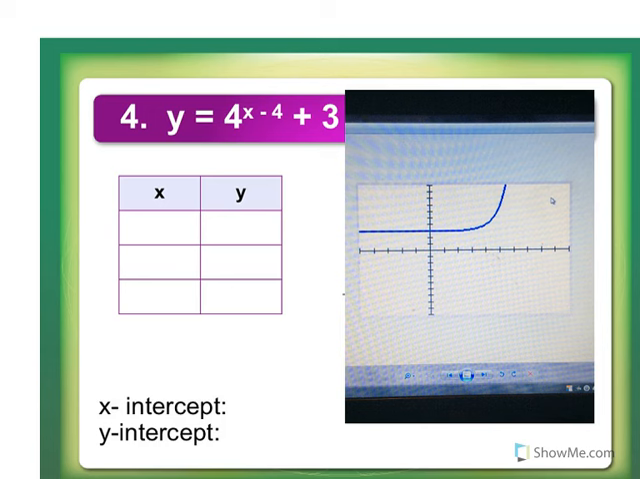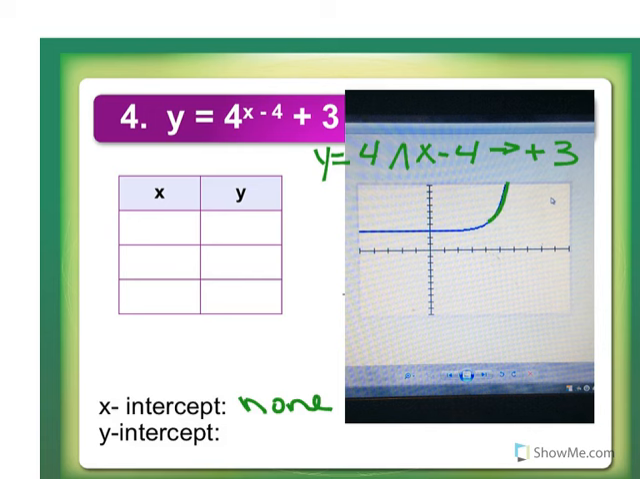When you go to type in this final example, you're going to go to the y equals again. You're going to type in 4, the upward caret to tell it the exponent is x minus 4, but then make sure you use the arrow to the right and then type in your plus 3. So once you take a moment and in your calculator you type that in, do you get a graph that looks awfully similar? Can you tell that this graph is not going to have an x-intercept?